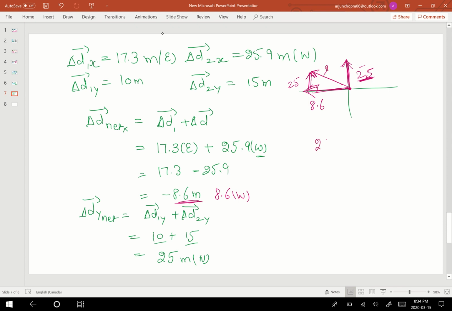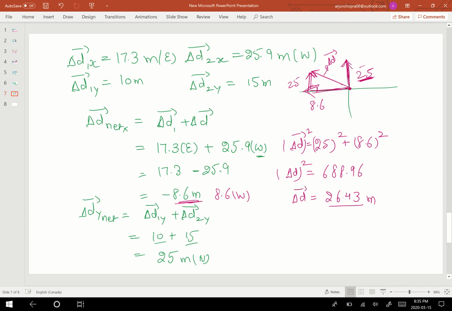So this is delta D equal to 25 square plus 8.6 square, which is 698.96. This is delta D square, and delta D comes out to be the square root of this, 26.43, and this is the magnitude of the displacement.